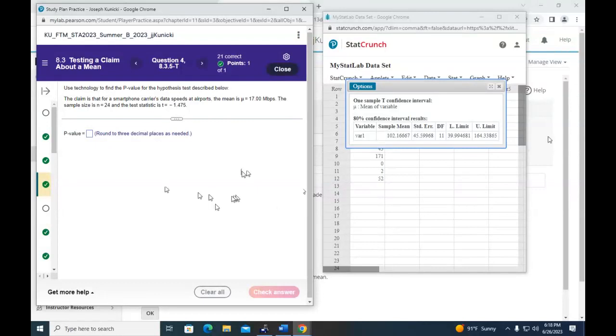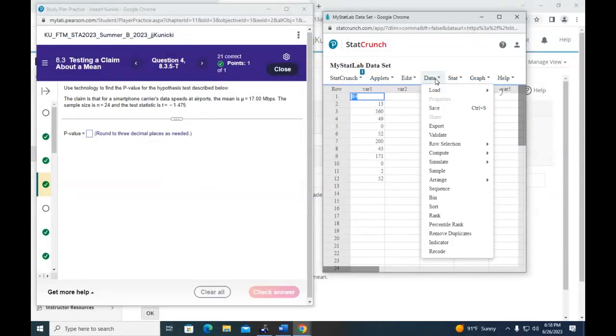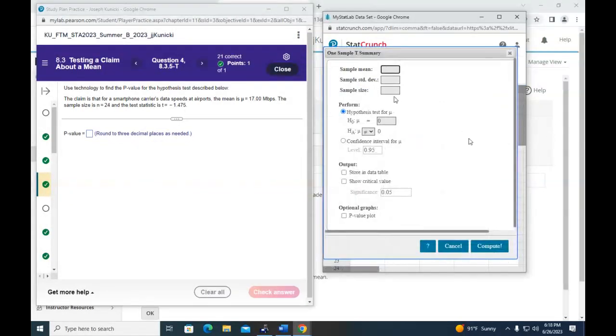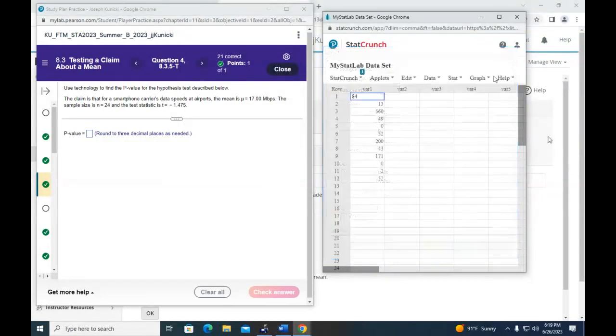Use technology to find the p-value for the hypothesis test below. The claim is that smartphone carriers. Okay, so for this one, I can close that, and I can use t-stat one sample with summary. So the sample mean is 17,000. Okay, all they give us here is the test statistic. I'm failing to read the problems correctly. I'm just trying to be too fast. They give us the mean, and they give us the sample size and the test statistic.